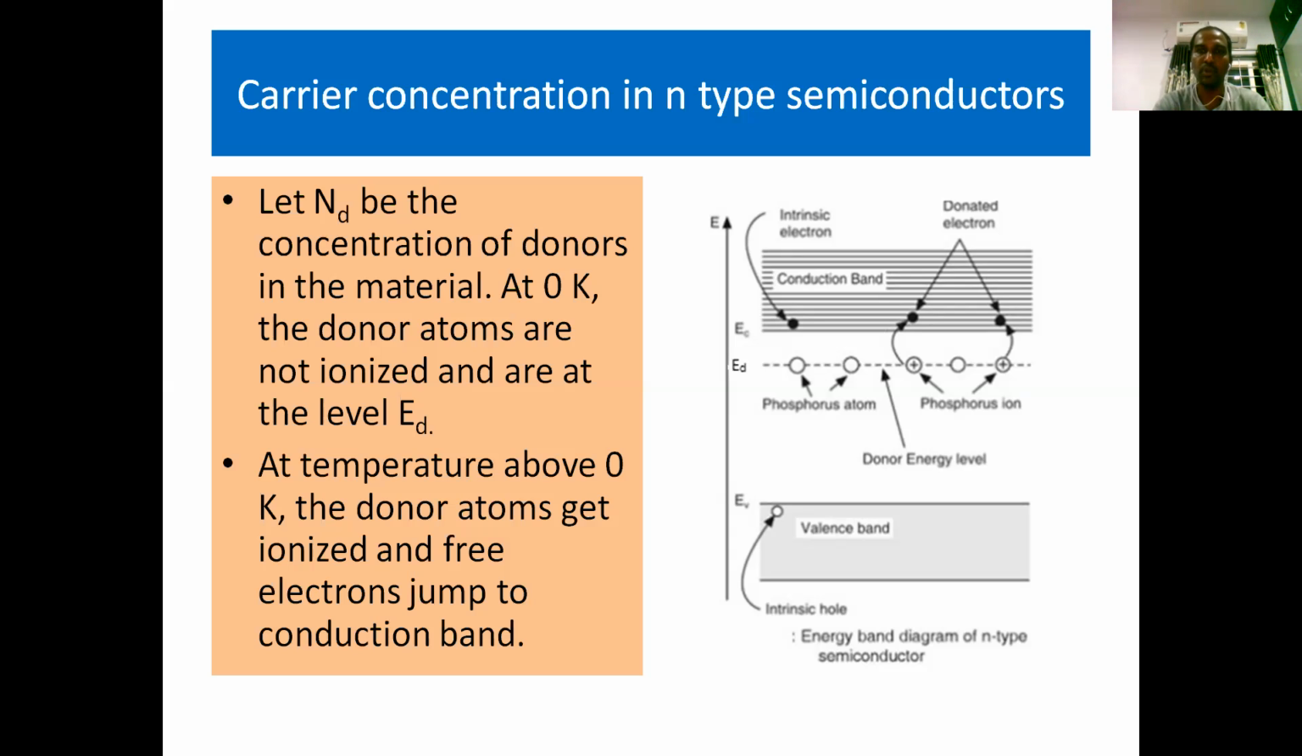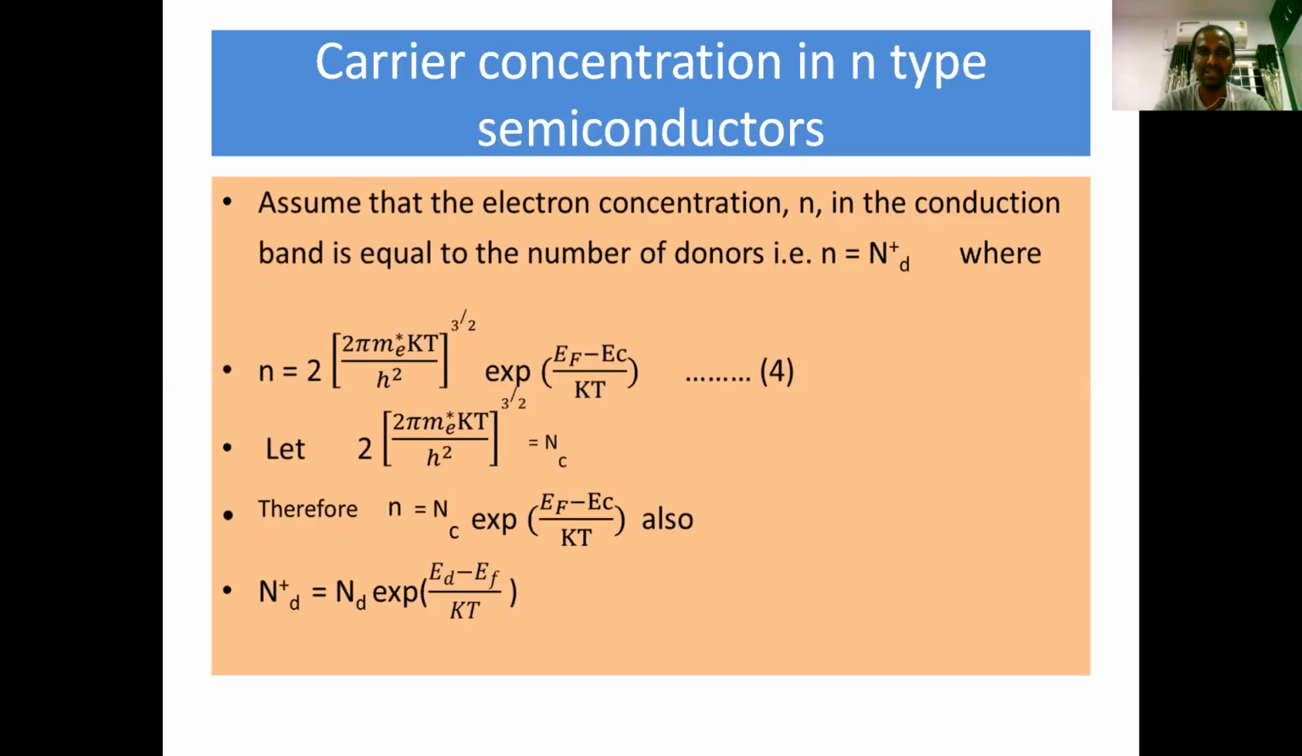In the diagram, you can see such donor energy levels represented with Ed. Those are present just below the conduction band, and those donor energy levels are occupied by phosphorus atoms. Here phosphorus is a pentavalent impure atom. At temperatures above absolute zero, the donor atoms get ionized. As a result, the free electrons present in the donor energy levels jump into the conduction band because the conduction band is very near to the donor energy levels.